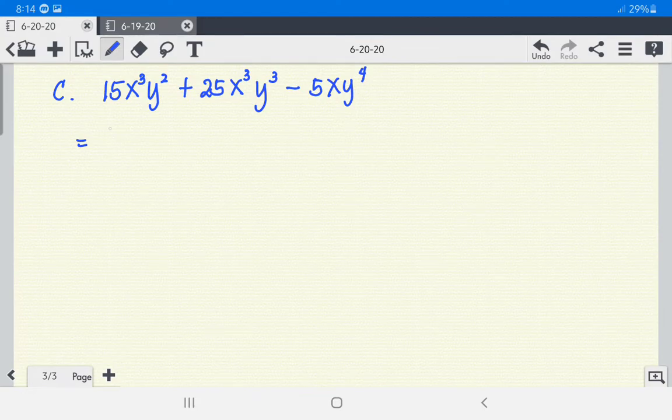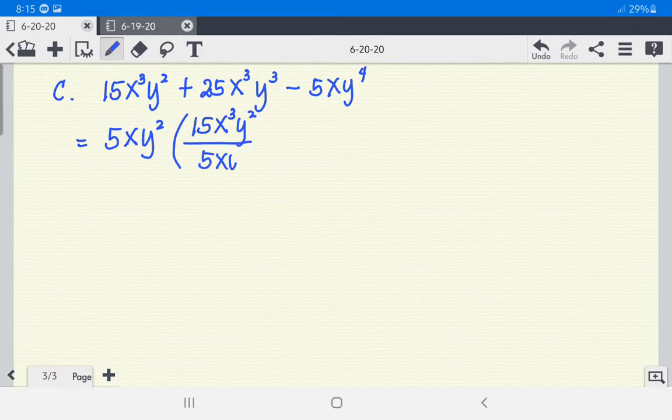Then for the variables, you're going to get the variable with the lowest exponent. So here, in the variable x, the lowest exponent is 1. So you will just copy x. Then y. You're going to get the lowest exponent of y, which is 2. Then, how about the other factor? The next step is you're going to divide each term by the GCF. So we have 15x cubed y squared over the GCF 5xy squared.